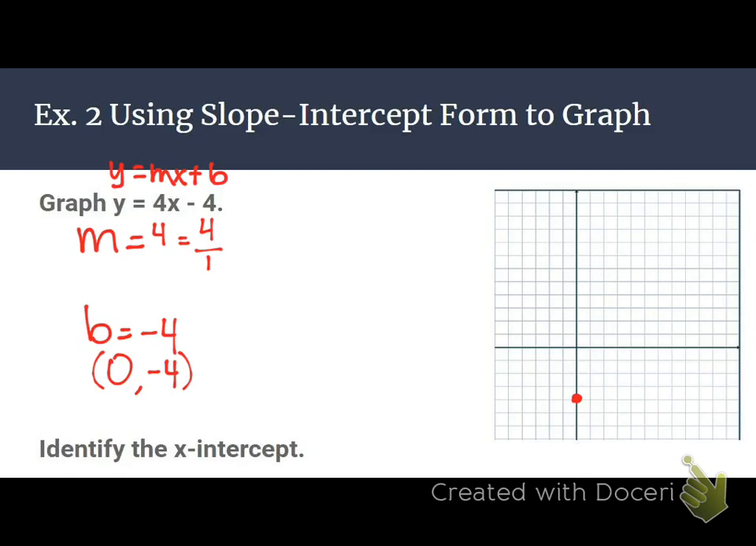Put a point there. Next, we have to use our slope as rise over run to get another point or to get more points. So if my rise is +4, what direction am I going?